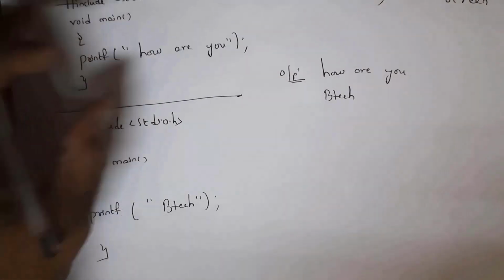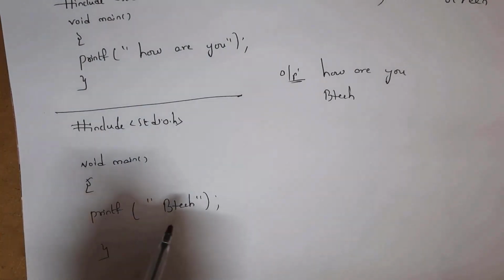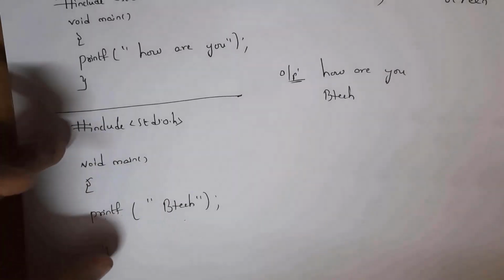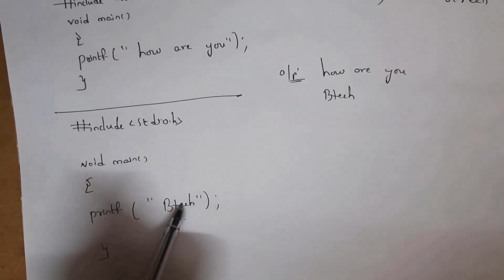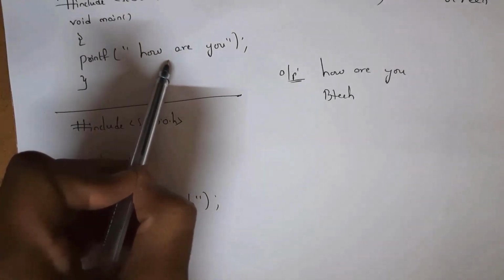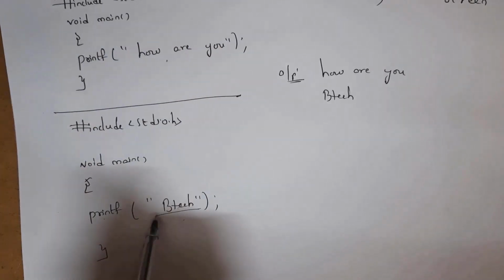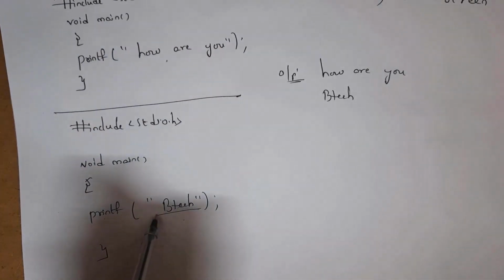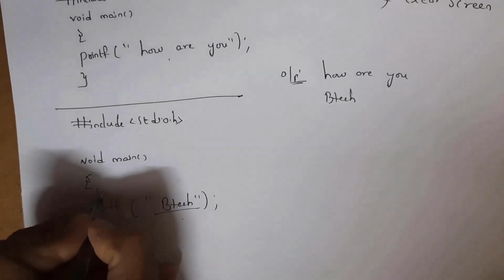After writing this program, I wrote another program. I want to print btech. So I wrote printf btech. Whenever you run this program, you will get both the present program output as well as the previous program output. But I don't want the previous program output. I want only the present program output. That is, I want to print only btech. For that purpose, you need to use the clrscr function. So here you just need to write clrscr.